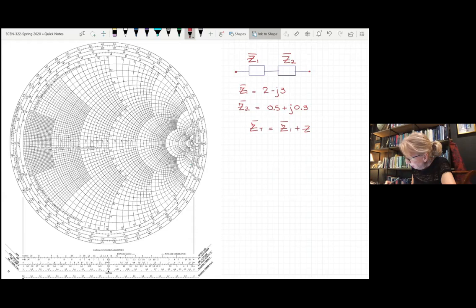So first of all, I find Z1. Z1 here is 2 plus j3, so 2, and I go until I find 3 in here. That's Z1. And then I have Z2, which is 0.5, the real part. And then I have to go until I find 0.3, which is here, down there, and that's Z2.